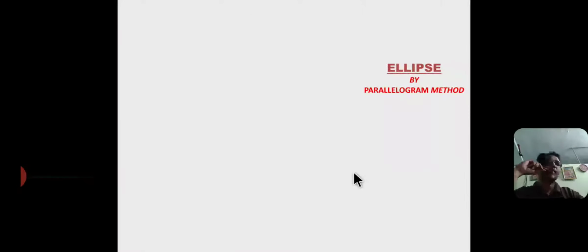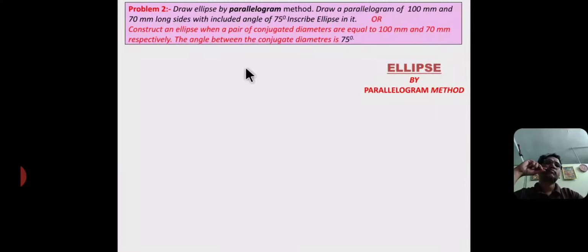Now coming to another method, that is the parallelogram method, and the question is: draw an ellipse by the parallelogram method. Draw a parallelogram of 100 mm and 70 mm long sides. So the length of the sides is 100 mm and 70 mm with an included angle of 75 degrees. Inscribe an ellipse in it.